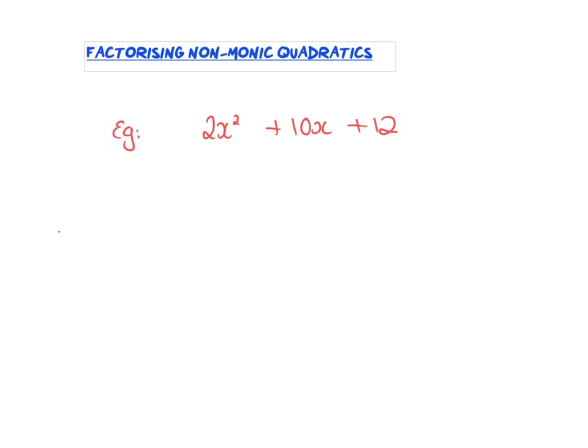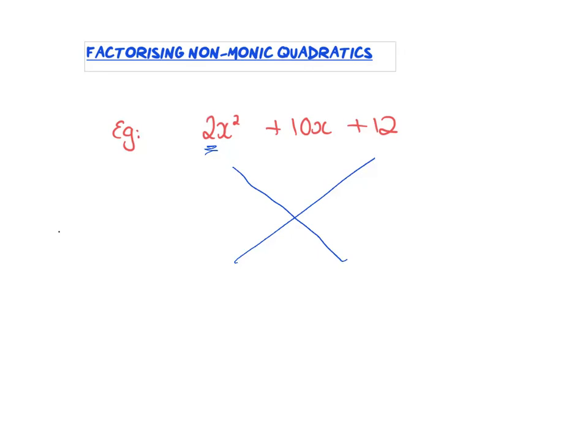Factorizing non-monic. You can see here there's now a number in front of that x squared term. So what we're going to do is still use the cross method. We set up our cross like so, and we think of factors of 2x squared. What do you times together to get 2x squared? 1x and 1x would only give x squared.